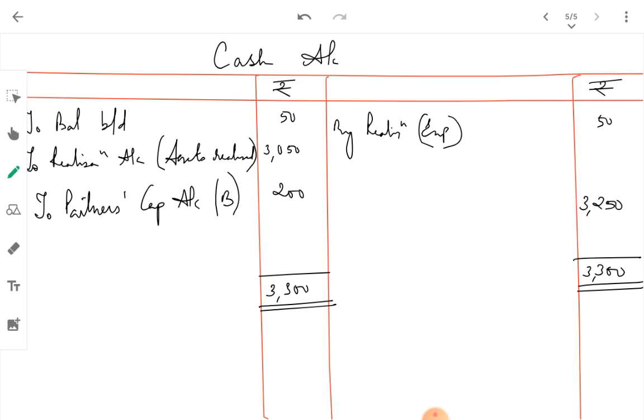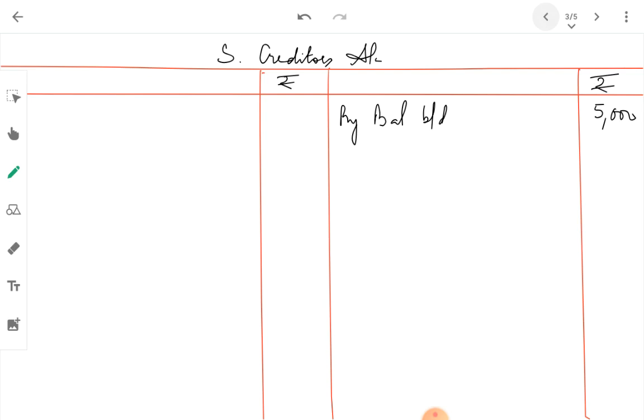3,250. Now remember, we still have sundry creditors that have not been paid off, right? So this amount that is available, 3,250, will be used for payment of your sundry creditors. So therefore, we'll write it as by creditors account. And in the bracket, we can just write it as final payment. Okay, this is the amount that is available to pay our sundry creditors.